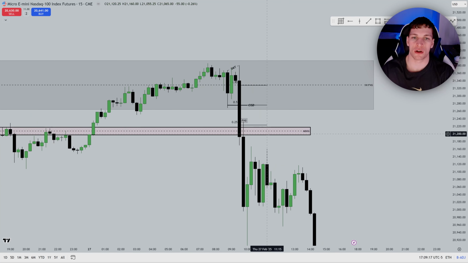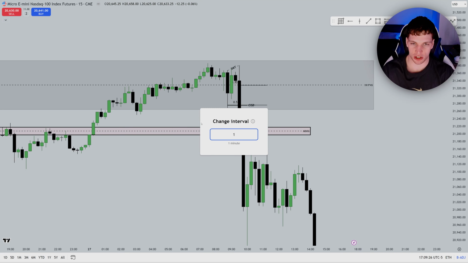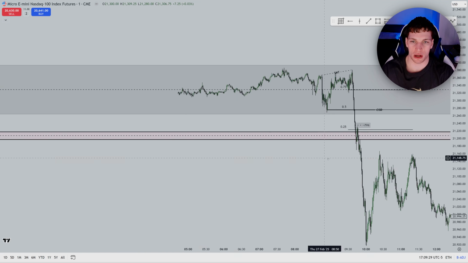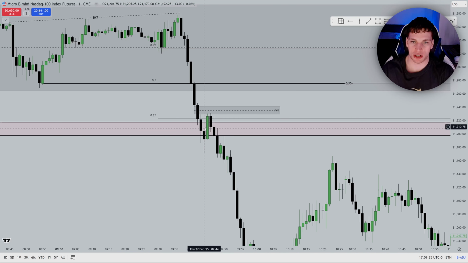I was waiting for that 15-minute closure of the 50-minute candle beneath this NDOG. And what I wanted to do was see this candle come into 25% of this previous displacement candle before I were to look for an opportunity to sell. And that is why I got in where I did. I got in when price came back into here.